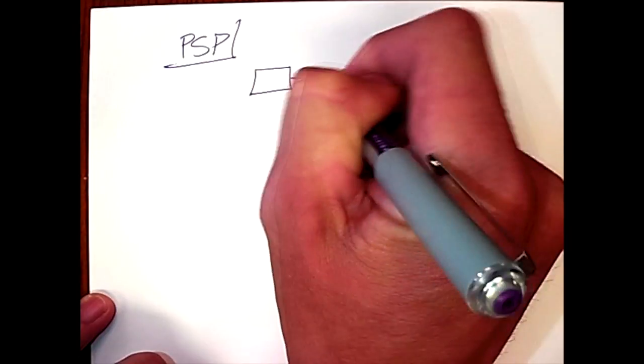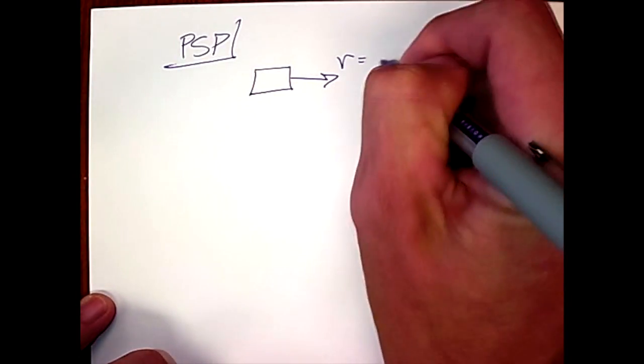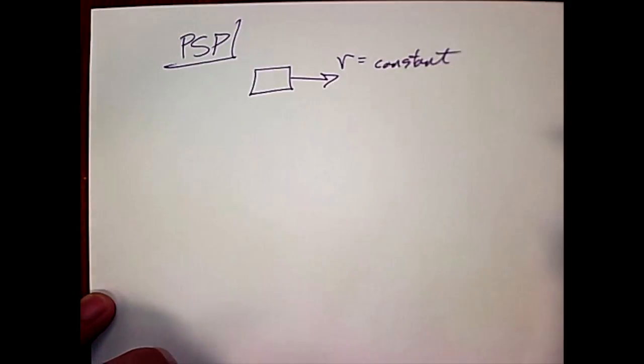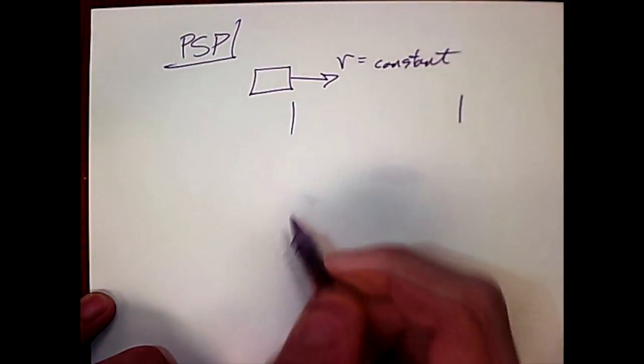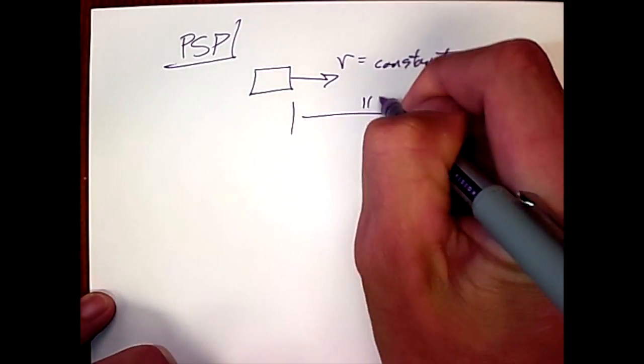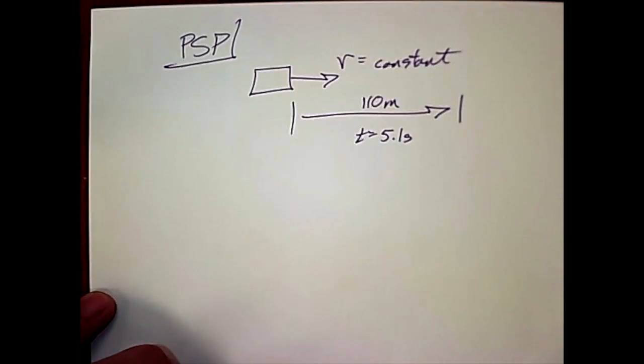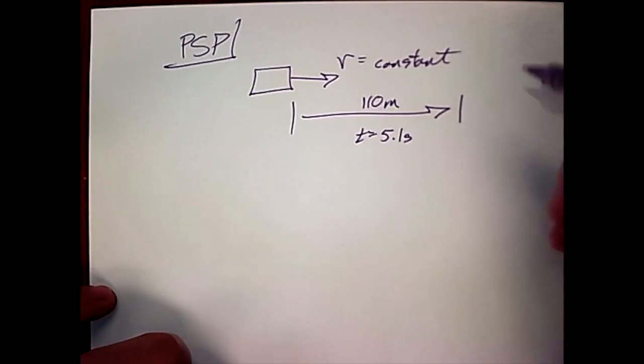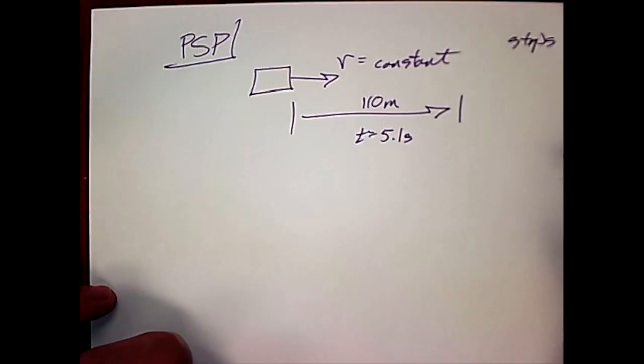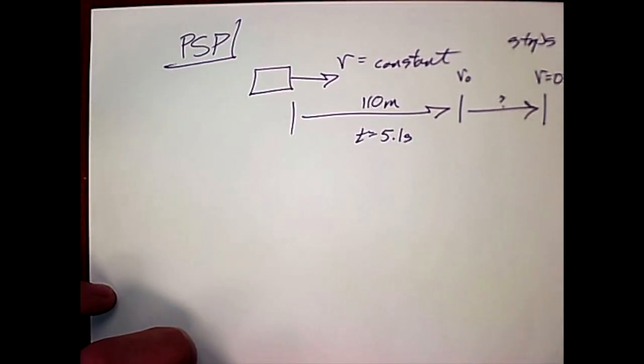It says a sports car is moving at a constant speed. It travels at v, covers a distance of 110 meters in a time frame of 5.1 seconds. Right? All I've done is read the problem and draw it accordingly. Right? At this point, it then stops. Right? And so it goes from V naught across some distance that I don't know to here to V equals 0. Comes to a stop.